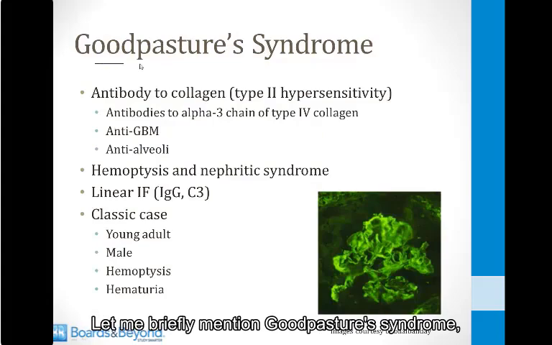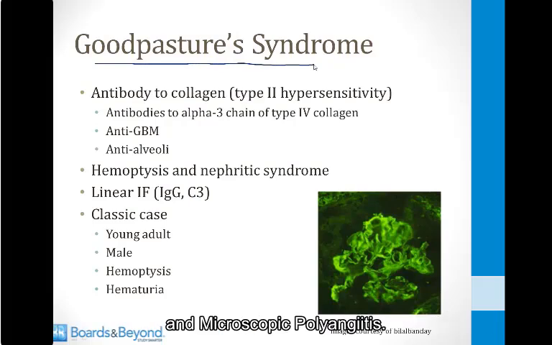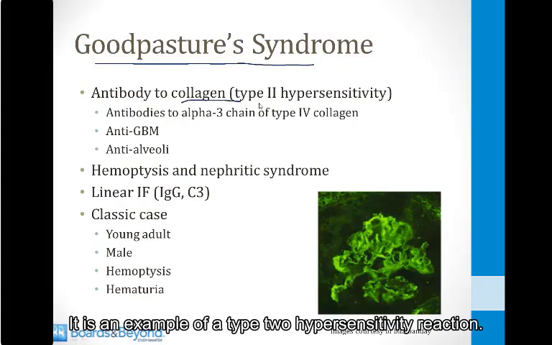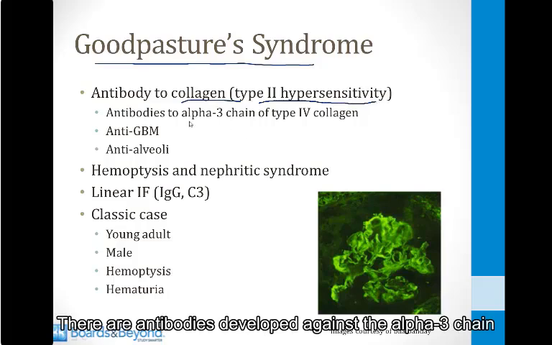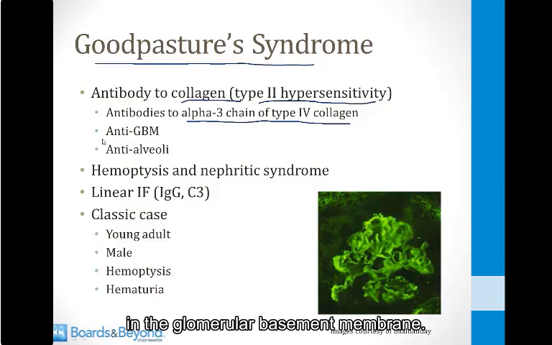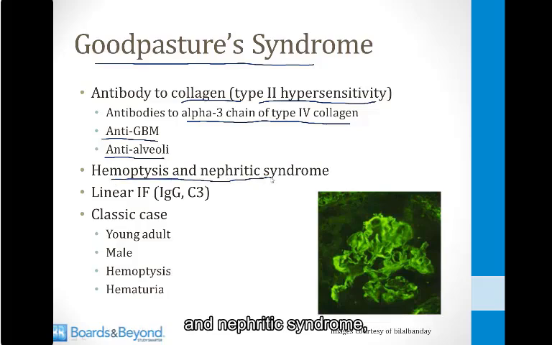Let me briefly mention Goodpasture's syndrome, which is often confused with Wegener's and Churg-Strauss and microscopic polyangiitis. Goodpasture's is caused by an antibody to collagen. It is an example of a type 2 hypersensitivity reaction. There are antibodies developed against the alpha-3 chain of type 4 collagen, and you can find type 4 collagen in the glomerular basement membrane, so you get attack in the kidneys. You can also find type 4 collagen in the lungs and the alveoli, so you get lung involvement. So these patients present with hemoptysis and nephritic syndrome, and this can make you think of Wegener's or microscopic polyangiitis, but there are a couple of key differences.